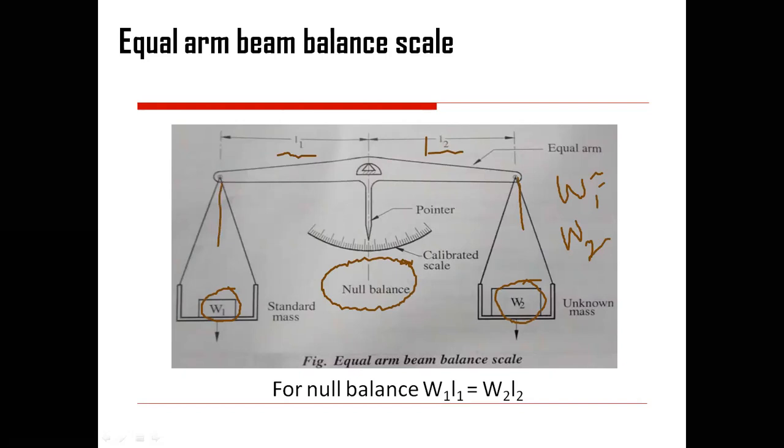Here it has been specified that the product of weight 1 and length 1 is equal to the product of weight 2 and length 2, which generates a null balance or null deflection, as represented over here. So the force exerted at this point and the force exerted at this point, depending upon the constraint, are the same.